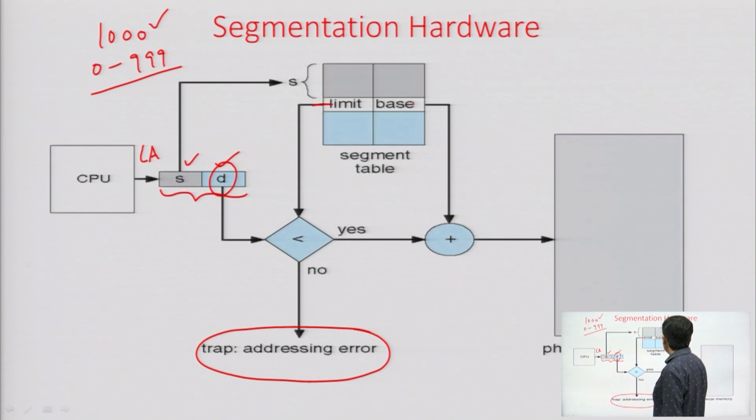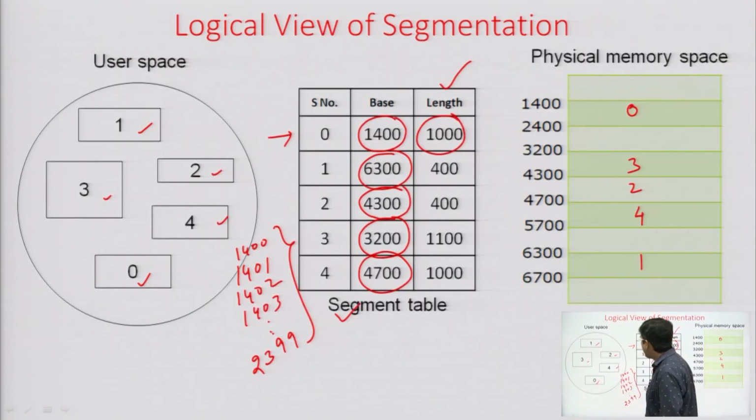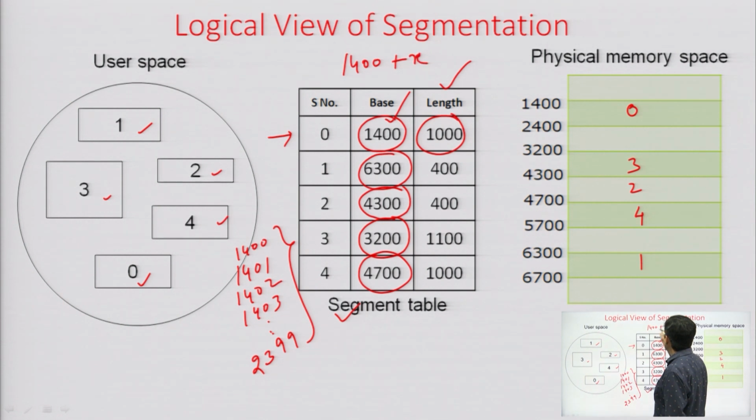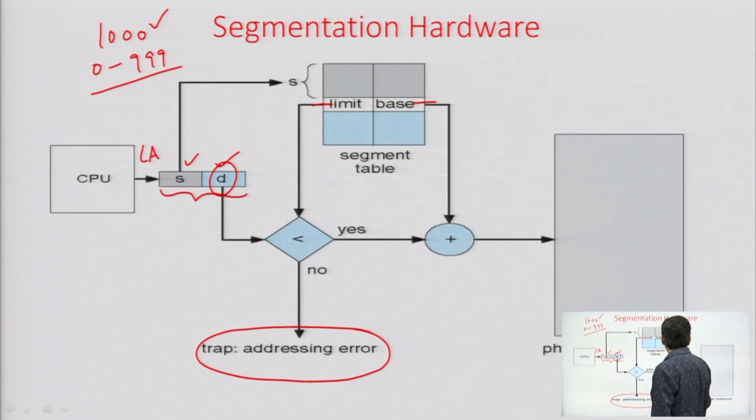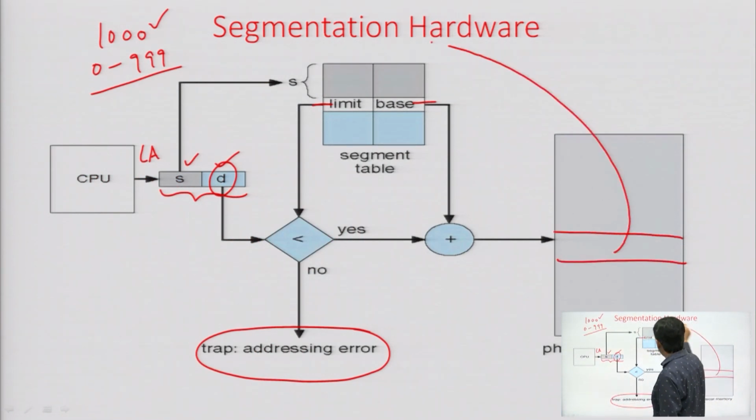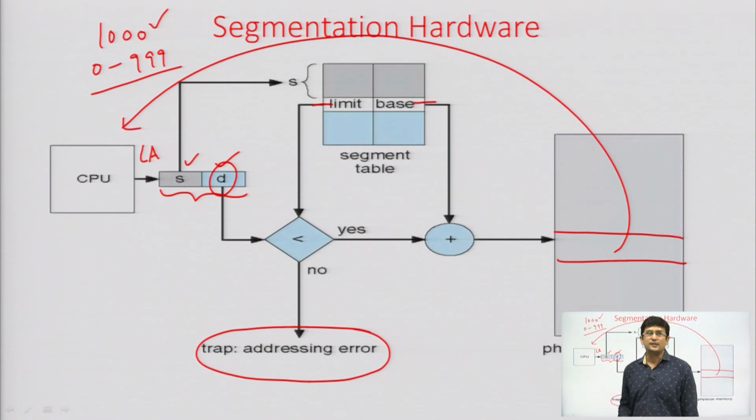Otherwise, we just add the base to it. For example, in this case the base is 1400 for segment number 0. So if we are referring to some address, let us say x, we should add x to 1400. That will give us the physical address, and the instruction can be read from there and given to the CPU for execution.